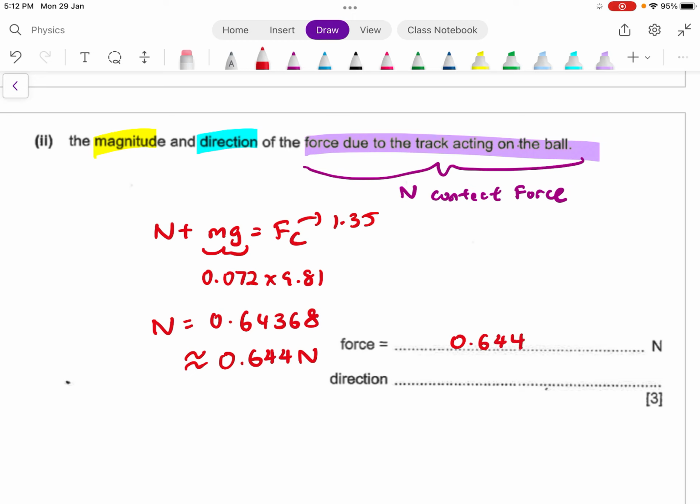Of course, the direction, you must say downward. Maybe you can just write down acting towards the center of the circle. Towards center of circle. Done. So that is how you do this 2021 A-level question.